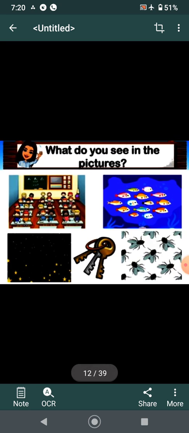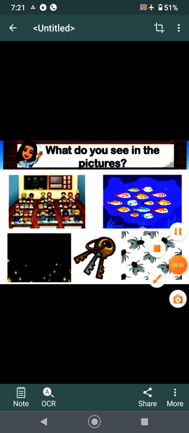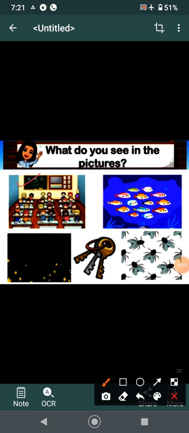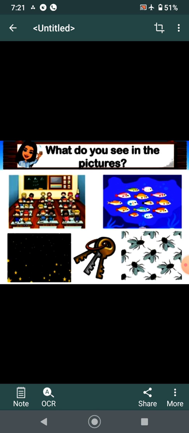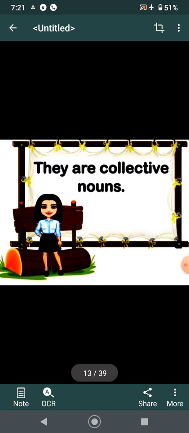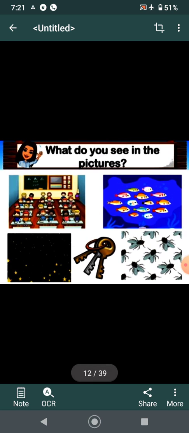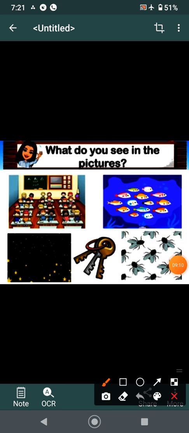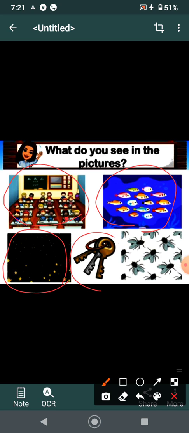Now children, see what do you see in this picture? Yes, in this picture we can see there's a class of students. There are many fish here. There are stars. There are few keys. There are few flies. So any guesses about this? Yes, all these are collective nouns. Now what are collective nouns? Collective noun is a group of anything, be it a person, place, animal or a thing. Like here is a group of students, group of fish, group of stars, group of keys, and group of flies.